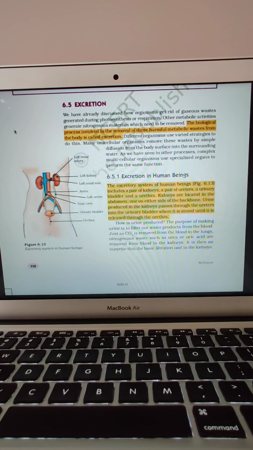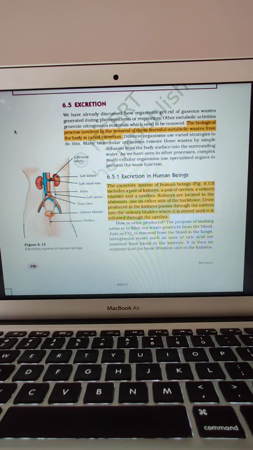So good morning students. In the previous class we have seen the process of excretion in plants. How do plants get rid of the waste product they generate? In today's class we are going to study excretion in human beings. As you all know, what is excretion? It is a process which involves the removal of the waste product from the body.